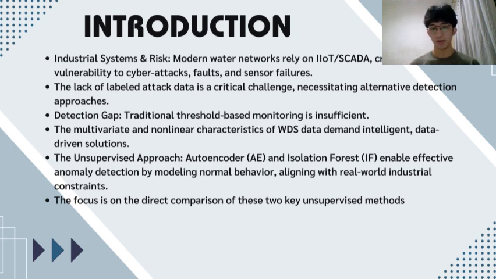Traditional threshold-based monitoring is also no longer sufficient. Water system data is multivariate, nonlinear, and dynamic, so simple rules often miss subtle anomalies. Because of these challenges, unsupervised learning has become a promising approach. Methods like Autoencoder and Isolation Forest detect anomalies by learning normal behavioral patterns rather than relying on labeled attacks. In our study, we directly compare these two models under the same condition using the BATADAL dataset.